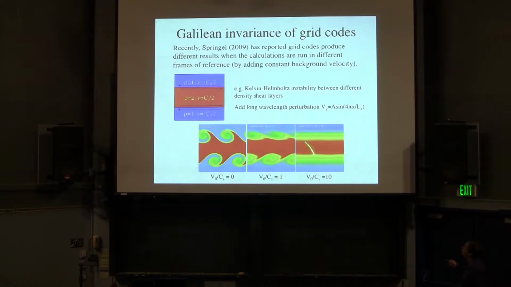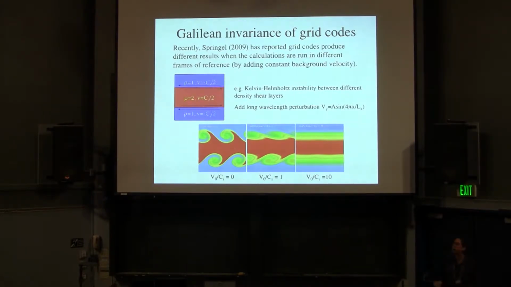The simple way to demonstrate this, and the test that Springel shows, is the following. It's the Kelvin-Helmholtz instability run with two different density fluids. I have a rho equals 2 fluid moving at half the sound speed to the right, sandwiched between a lower density rho equals 1 fluid moving uniformly to the left at minus the sound speed. If you don't provide any perturbations, this is an equilibrium state. It'll just keep flowing past each other forever. But this is an unstable equilibrium.